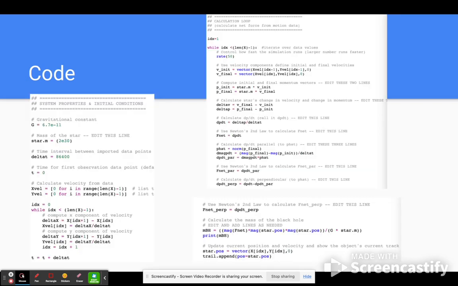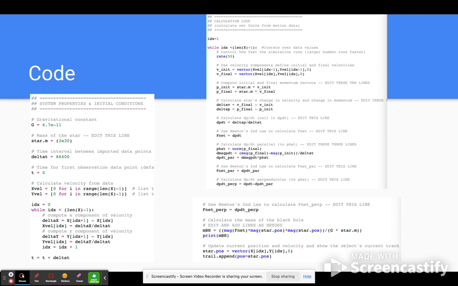So here's the code. On the left side, we establish some initial properties, like the gravitational constant, the mass of the star, the change in time, and the velocities. For the calculation loop, first we use the velocity components and define the initial and final velocities. Using these, we can calculate the initial and final momentum by multiplying the mass of the star by the initial velocity, and the mass of the star by the final velocity. We can also calculate the change in velocity and change in momentum by subtracting the initial velocity from the final velocity and initial momentum from the final momentum.